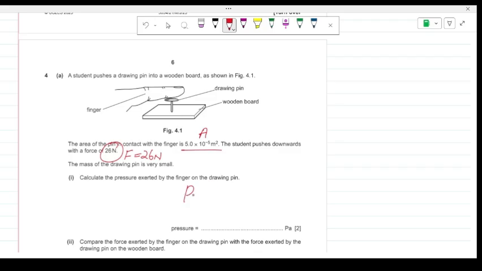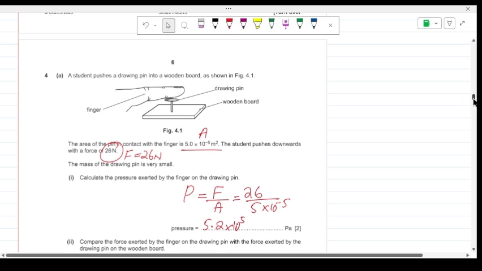So we have to calculate the pressure, and pressure is equal to force per unit area. We know the numbers: 26 divided by 5 exponent minus 5. When we do the math, the answer comes out to be 5.2 exponent 5 Pascal, or you can write the unit as Newton per meter square.